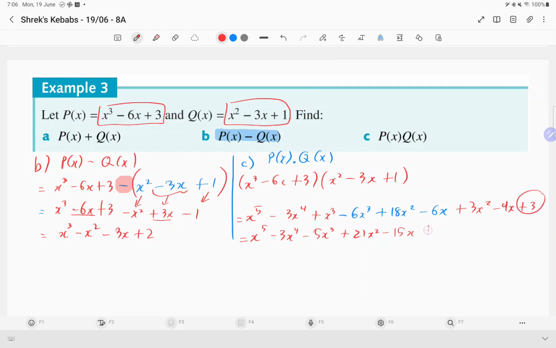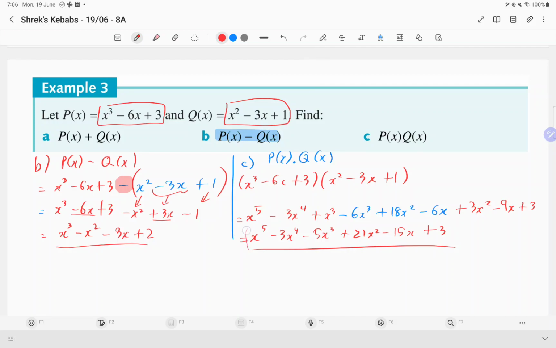Is that a 9? Sorry, which one? 9x. Yeah, because it's 3 times negative 3, so it's negative 9x, sorry. Poor handwriting. Yeah, that's it. Final expansion. You can't combine them further, just all the like terms combined.